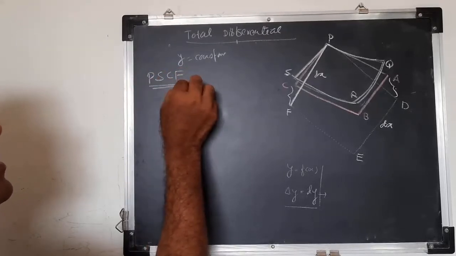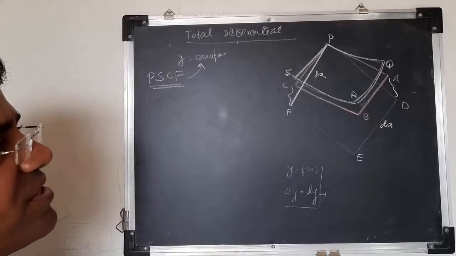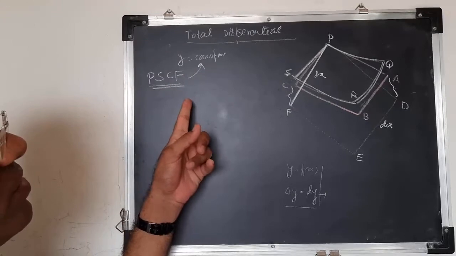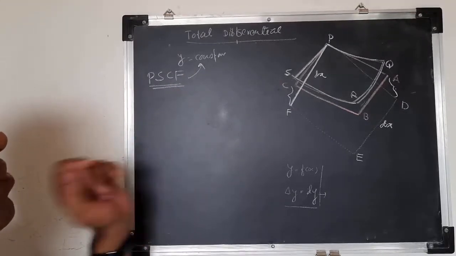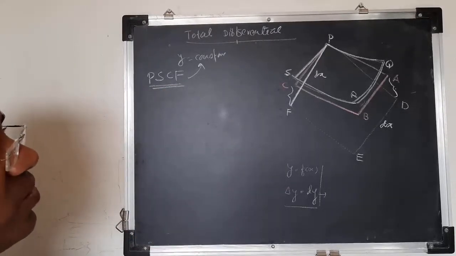PSCF is the surface where your y is constant. So y is constant means the change taking place in that function is what? df by dy into your dx. So what will be the change?